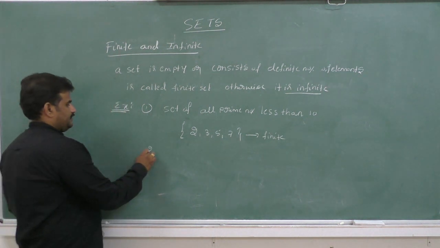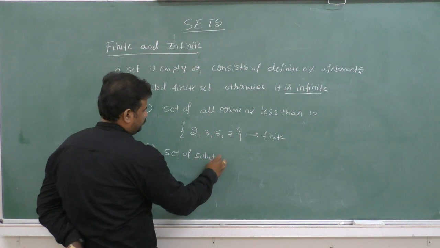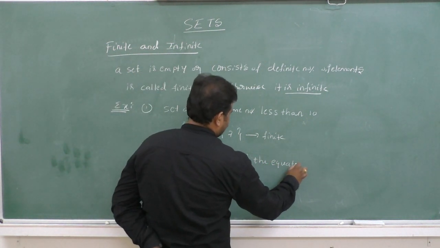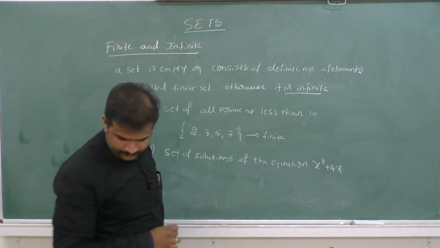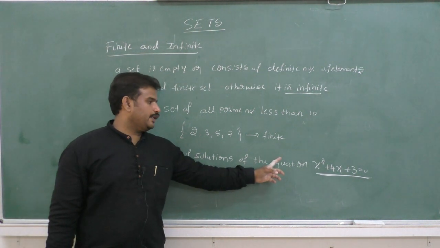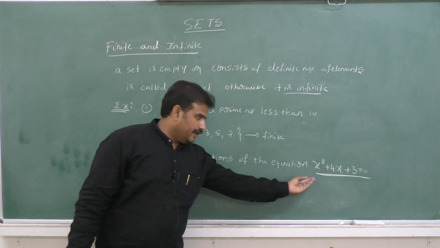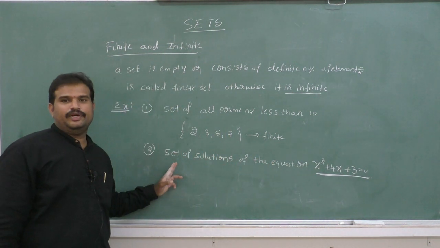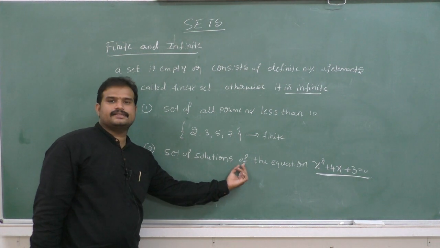Finite set. Next example. Set of solutions of the equation x square plus 4x plus 3 is equal to 0. This is a quadratic equation. So we already know that a quadratic equation has 2 roots. Every quadratic equation has only two roots. So how many solutions are there here? How many points are there in this set? 2 points. That means a definite number of elements. That means this set has 2 elements. It's definite, no? So clearly it is a finite set.